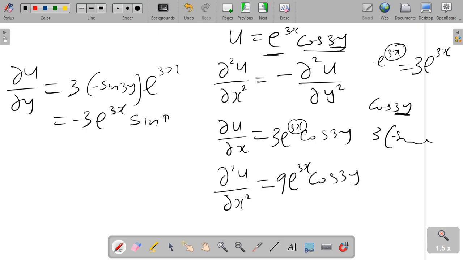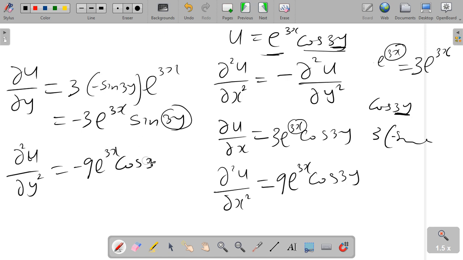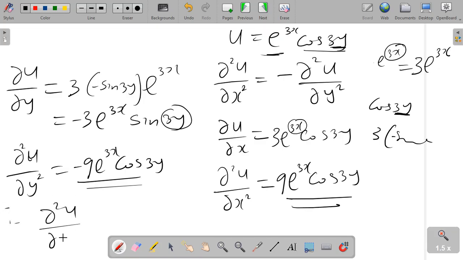Okay, so now to get the next one, partial squared u over partial y squared will now be equal to what? The same thing now. Differentiate inside here to give you what? 3. The 3 will now come to the back and multiply this to give you minus 9. Repeat this, exponential 3x. Differentiation of sine something is just cos that thing. Okay, so you see that the difference between this one and this one is just negative. So therefore we have gotten that partial squared u over partial x squared is the same thing as negative partial squared u over partial y squared.